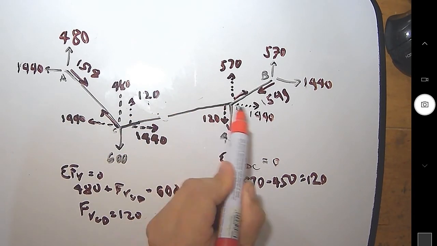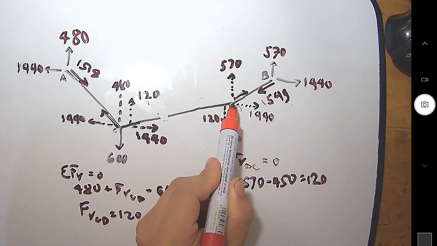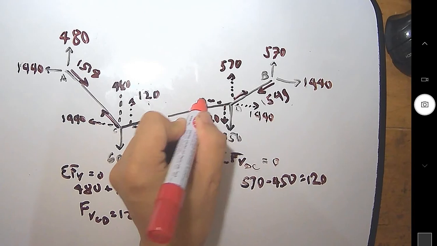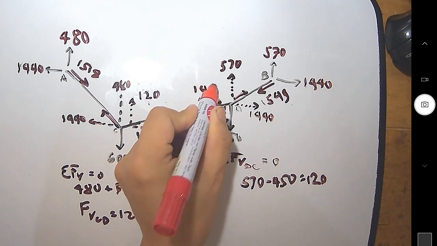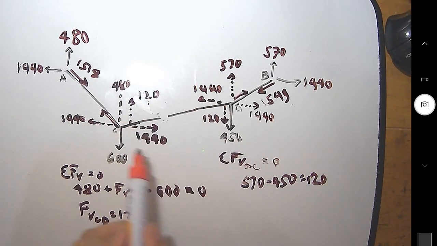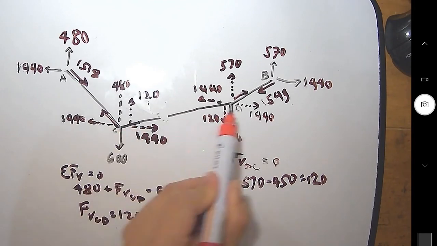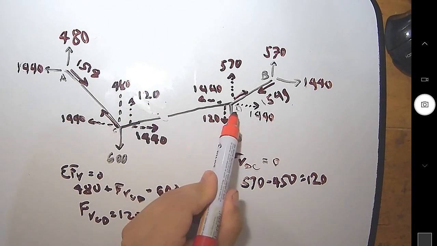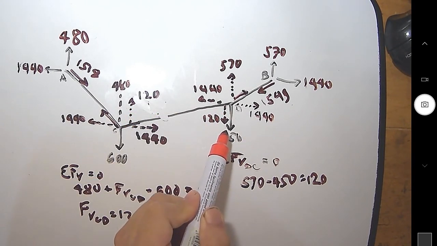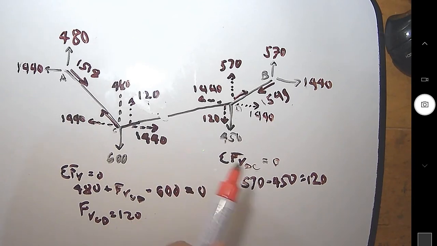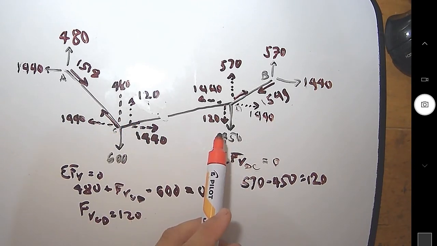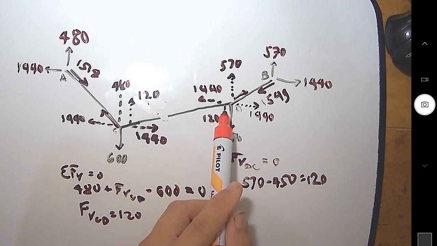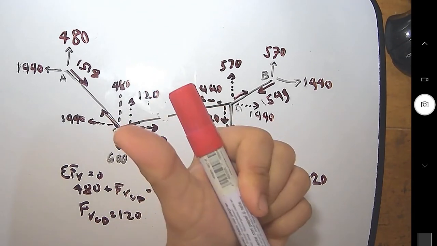Next, summation forces horizontal equal to 0 at point D. So, si 1440, wala na siyang kaparis. So, this is simply the same as 1440. Now, let's look at section CD. At point C, merong 120 pataas. Sa kabila, at point D, merong 120 pababa. Okay, so summation forces vertical equal to 0. 120 minus 120 equal to 0. And then, you have here 1440, tapos 1440 din sa kabila. So, okay na yan, no?